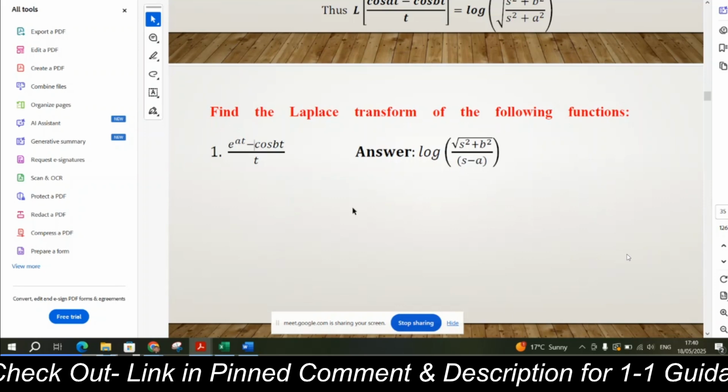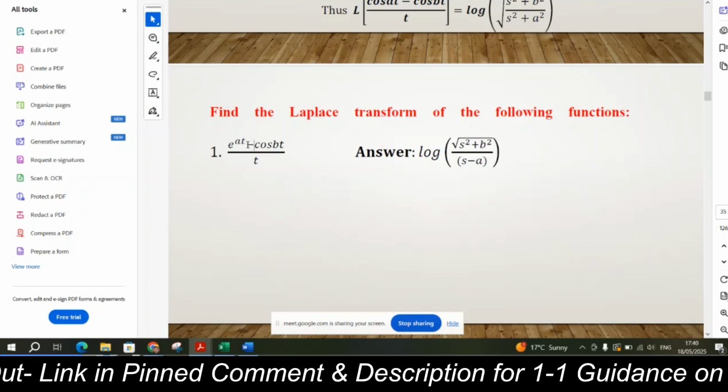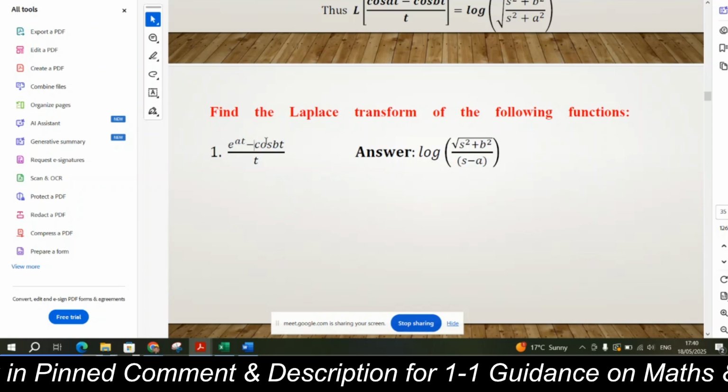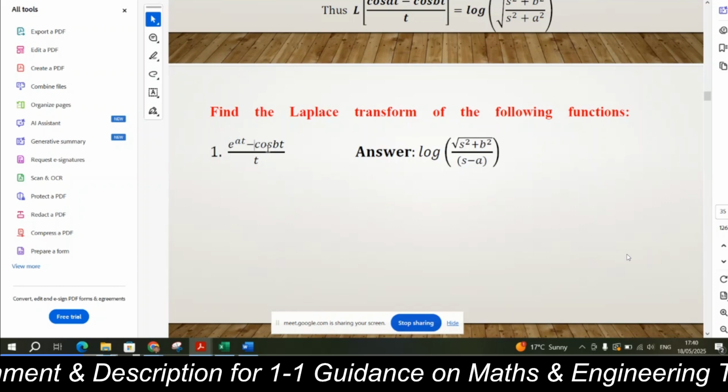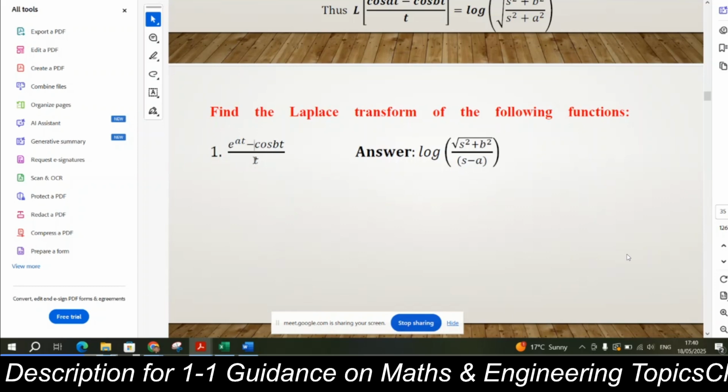First of all, you see there is a minus sign over here. What does this minus sign mean? They are not multiplied. Oh, okay. It's a linear combination. Yes. So the entire thing is actually the division by t property.